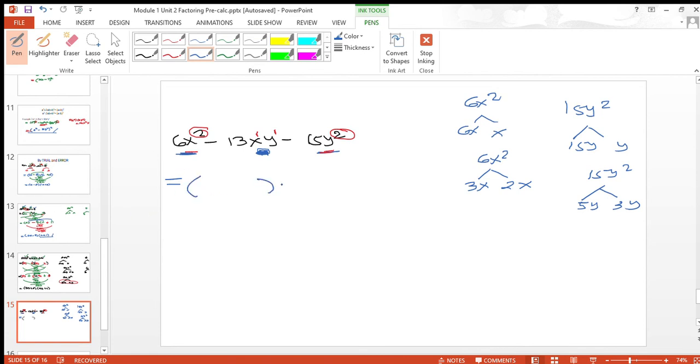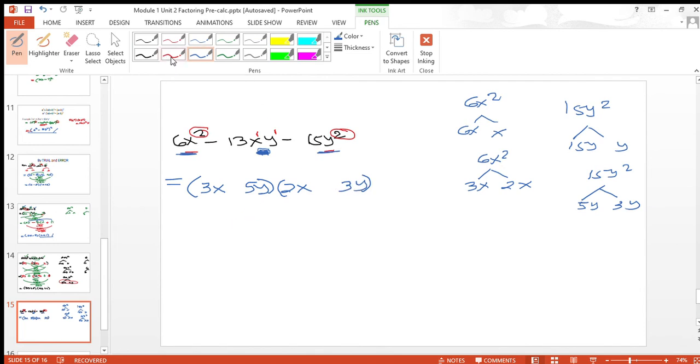We create two groups. We now try to check the combination that we can use. Okay, so maybe we can try 3x and 2x for 6x squared. And then for 15y squared, what do we use? Maybe we can use 5y and 3y. Let's place 5y here. Let's place 3y here.